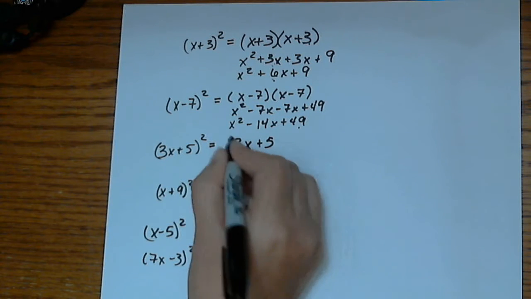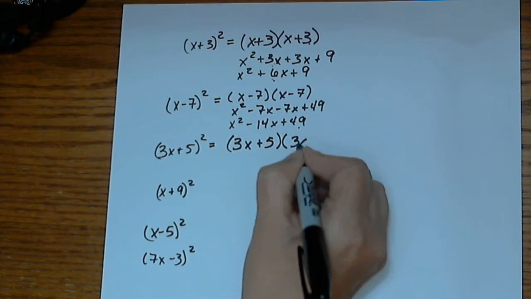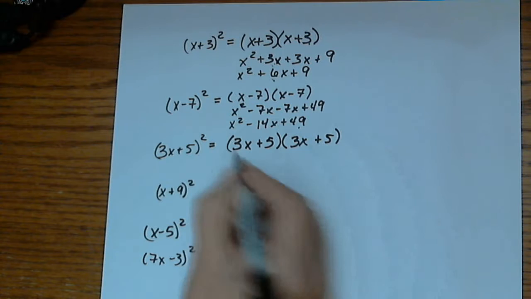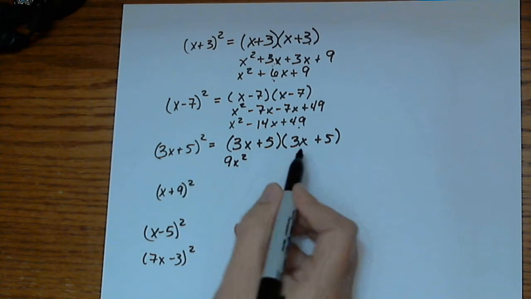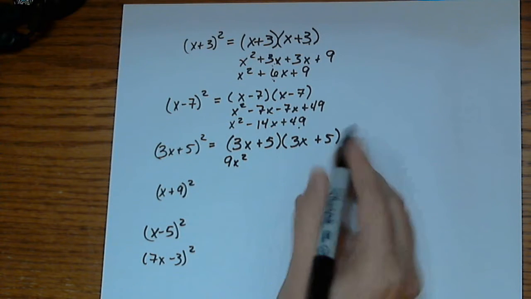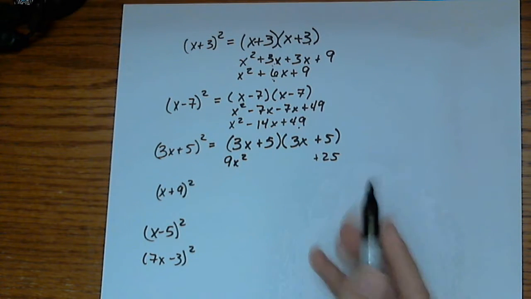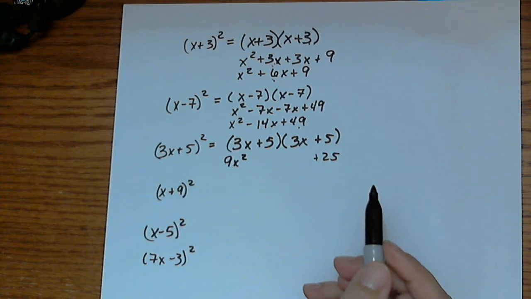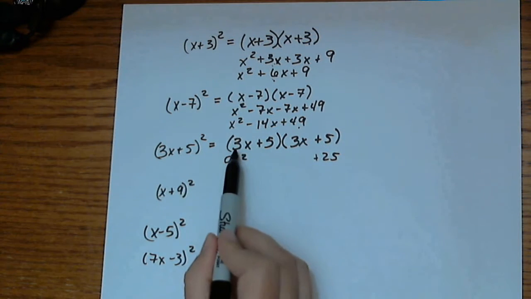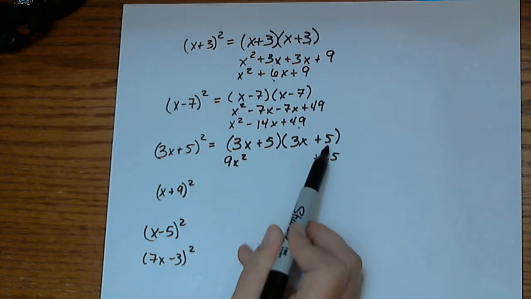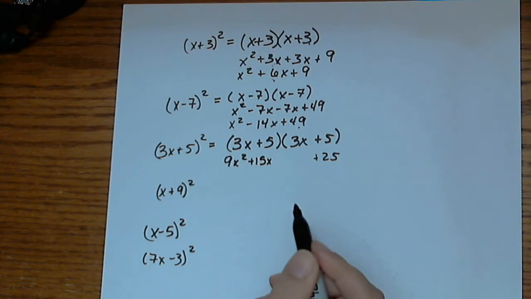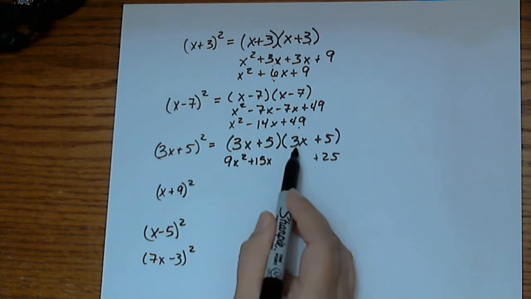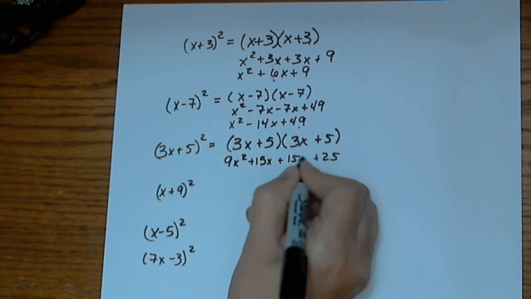3x plus 5 times 3x plus 5. The first term is going to be 3x times 3x, which is 9x squared. The last term is easy again, 5 times 5, that's a plus 25. But where do I get those middle terms? Pay really, really close attention. Those middle terms: outer is 3x times 5, so the outers will give us a 15x. And what about the inners? 5 times 3x will give me another 15x.